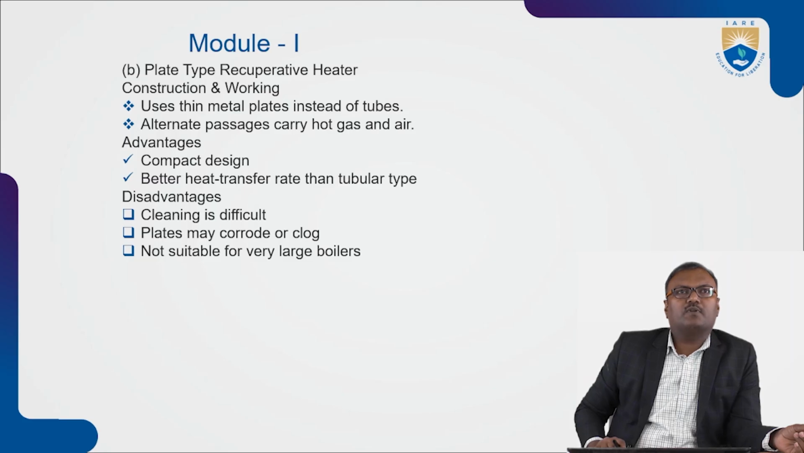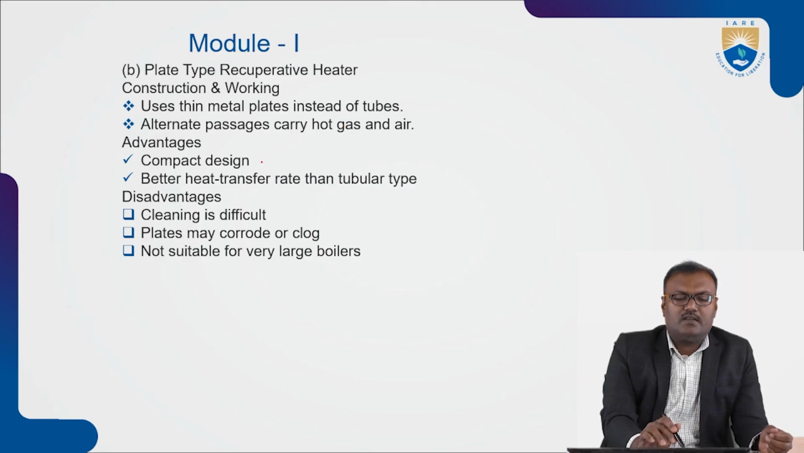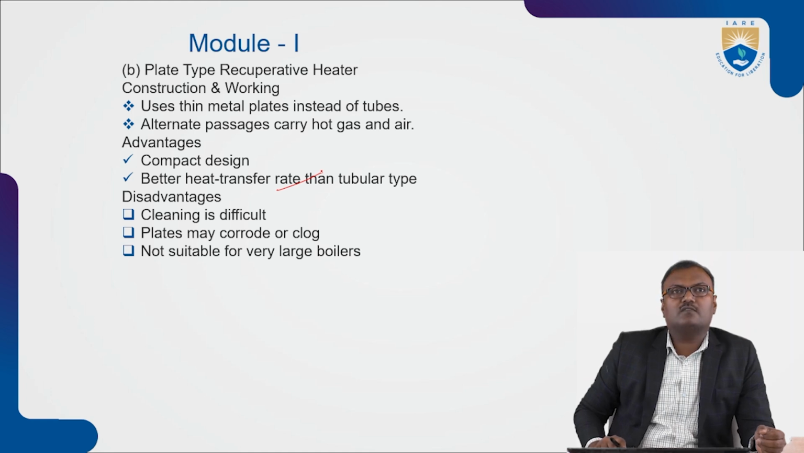Plate type recuperative construction and working: it uses thin metal plates instead of tubes. Alternate passages carry hot gas and air. Advantages are compact design and better heat transfer than the tubular type. Disadvantages are that cleaning is difficult, and plates may corrode due to atmospheric humidity, and it is not suitable for very large boilers.